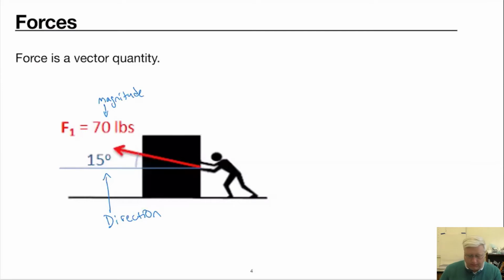All right, and we see here also it says F1 equals 70 pounds. So we symbolize force with the letter F, capital F. And if you want to be extra special about representing it as a vector, you could put an arrow on the top of it.